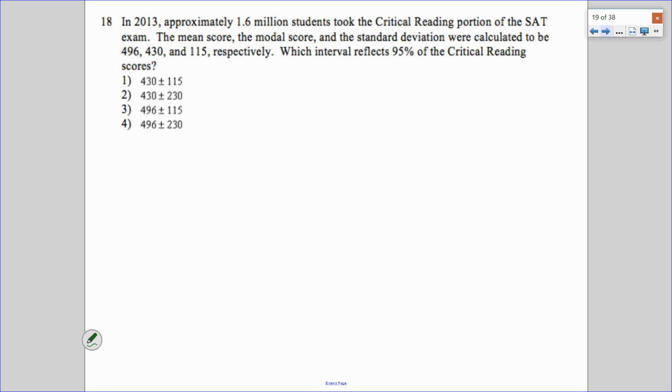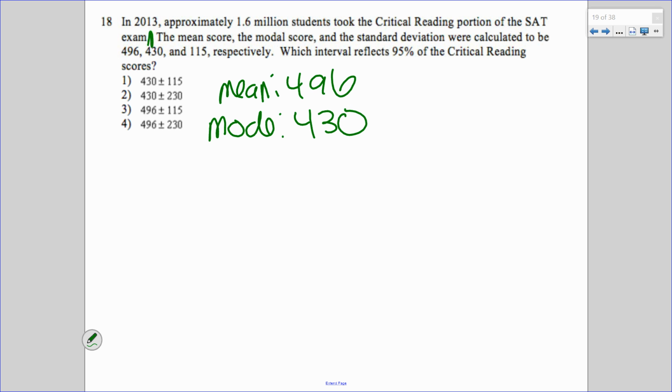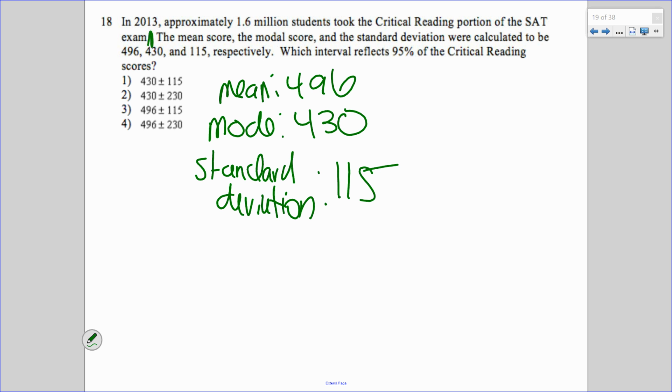In 2013, approximately 1.6 million students took the critical reading portion of the SAT exam. The mean score, the modal score, and the standard deviation were calculated to be: the mean is 496, the modal score, or the mode, is 430, and the standard deviation is 115. Which interval reflects 95%?